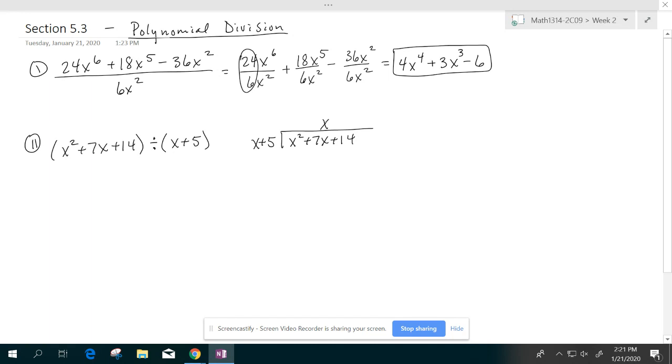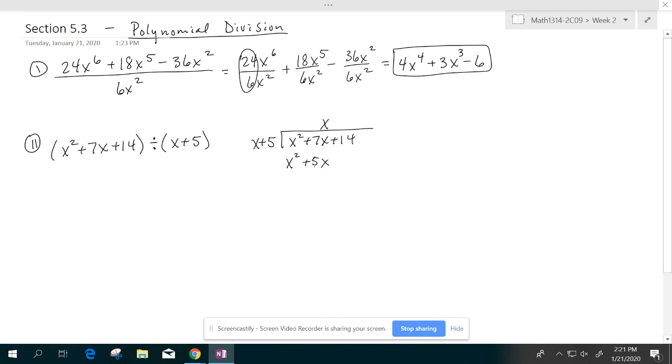Now, is anybody wondering why I wrote it over here in the middle? It's because I want to keep my like terms lined up. It's going to be to your benefit if you'll keep the like terms lined up. And then what we're going to do with this X up top is distribute to the divisor. X times X. X times 5.